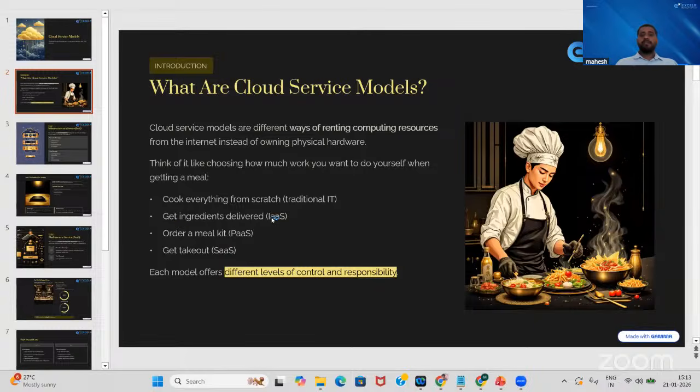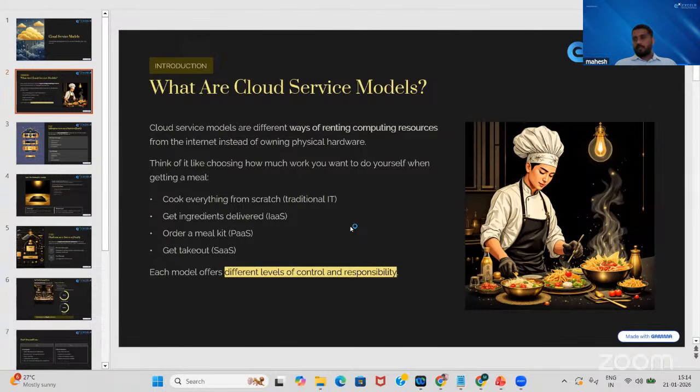So get ingredients delivered, that is infrastructure as a service. Order a meal kit completely, which is platform as a service. I know how to cook, but I don't have a platform for doing my cooking at my particular place. So in those cases, I will arrange everything and make it over there. For that, I'm going to order a meal kit.